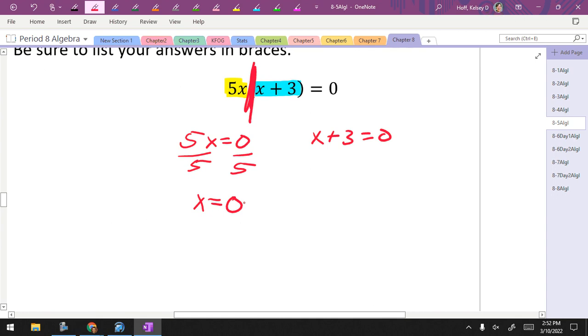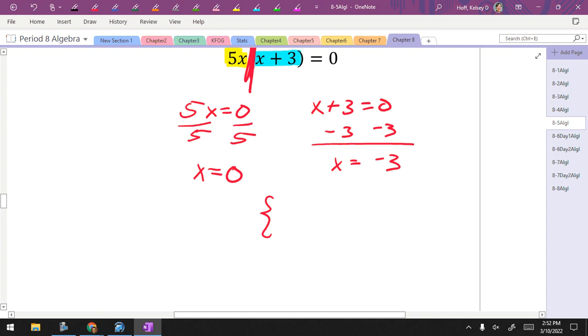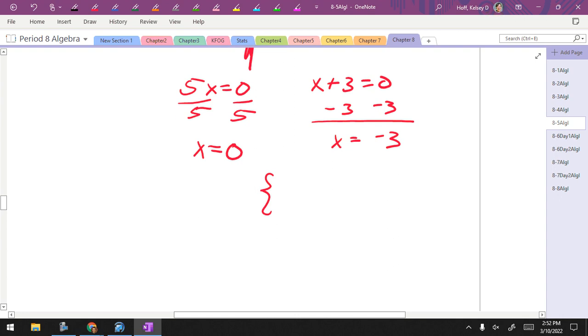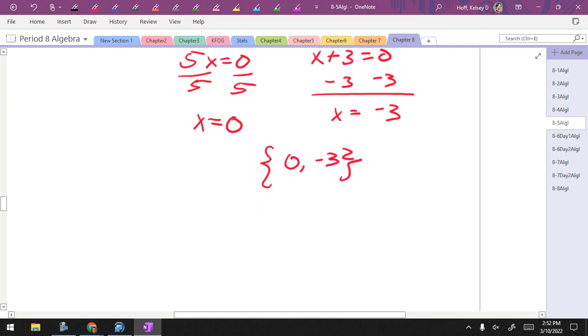0 on the bottom's the issue, right? How do I solve x plus 3 equals 0? Subtract 3. x equals negative 3. In my braces, I list my answers. My two answers are 0 and negative 3. Go down.